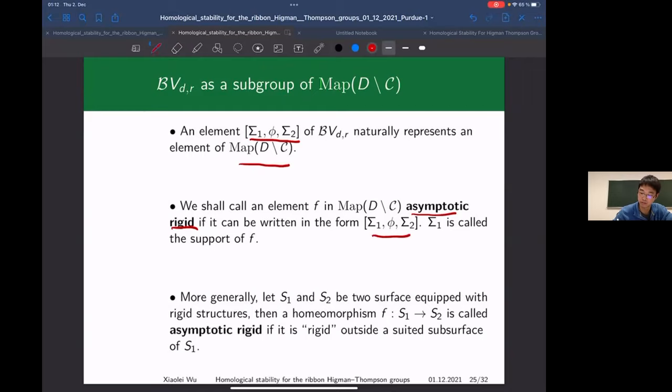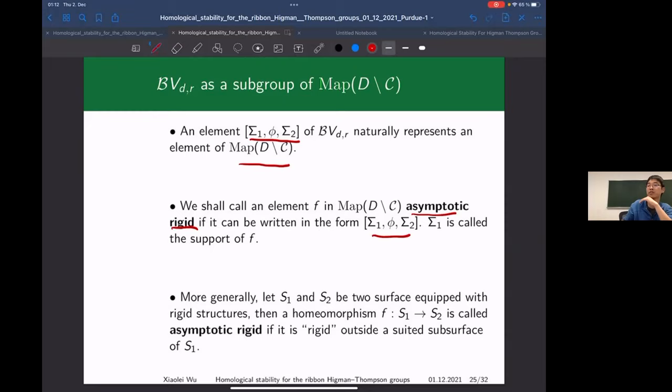And more generally, if you have two surfaces equipped with rigid structure, you call a homeomorphism between them asymptotic rigid if it's rigid outside some suited surface, meaning outside this suited surface, there is a pants decomposition and the parameterization of the pants, and the map from everything outside the rigid subsurface coincides with the parameterization of the pants.